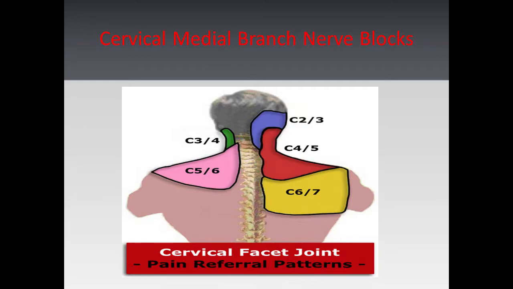This is just a diagram of what facet joint pain really looks like. It can be very broad. It's hard to imagine, but a small little joint in your neck could project out and look like this. So that small little area causes a lot of havoc.